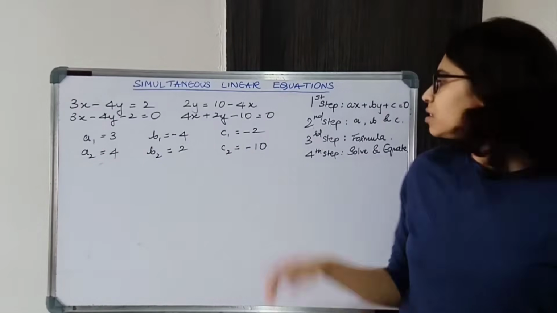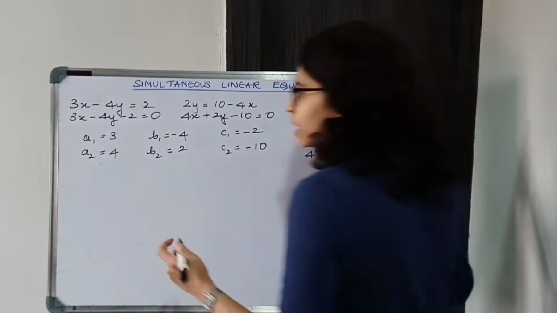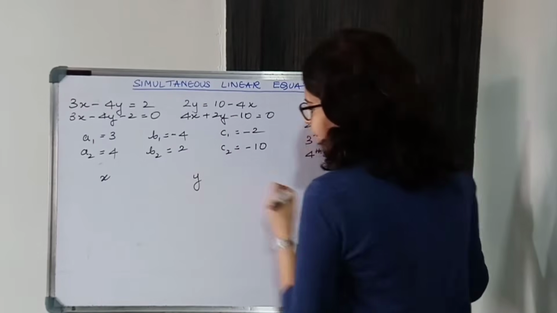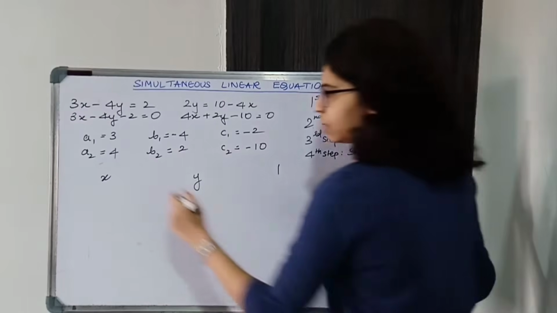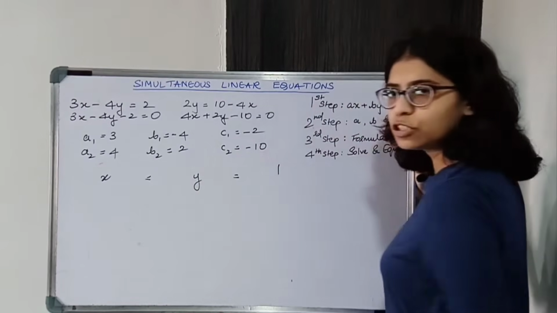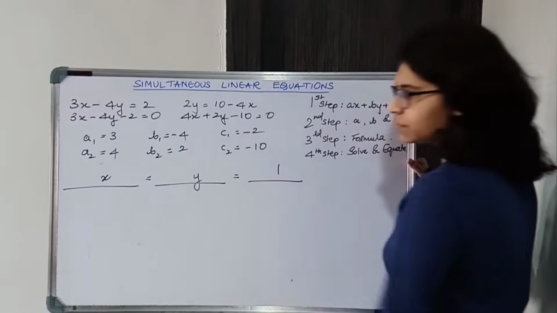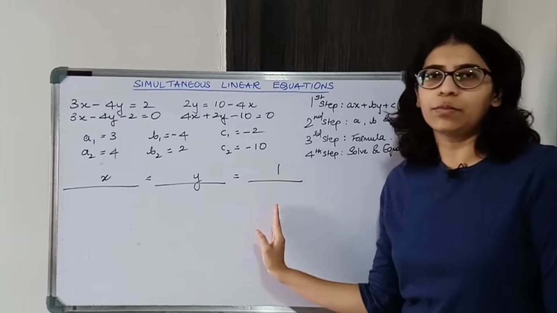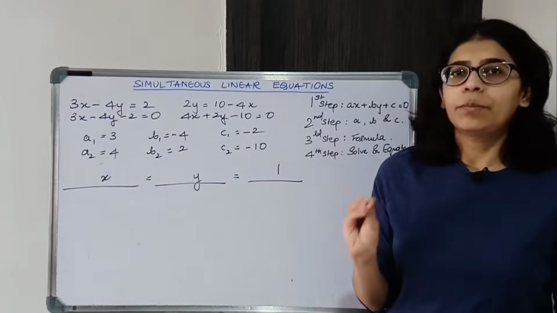Now coming to the third step, that is formula. Okay, so there is one method, one formula that we have to follow over here. x, y, 1. Okay, so write this way, x, y, 1 equal to. So we have x upon something equal to y upon something equal to 1 upon something. Now this is the important part.